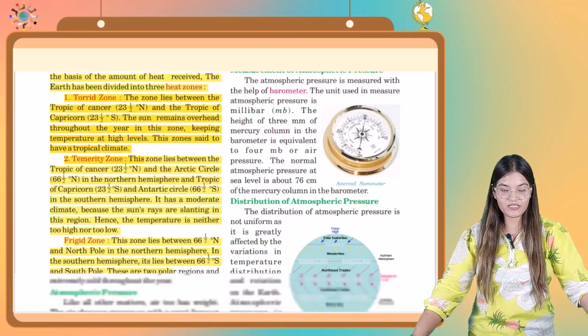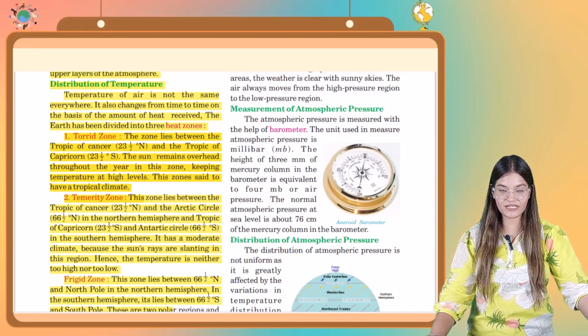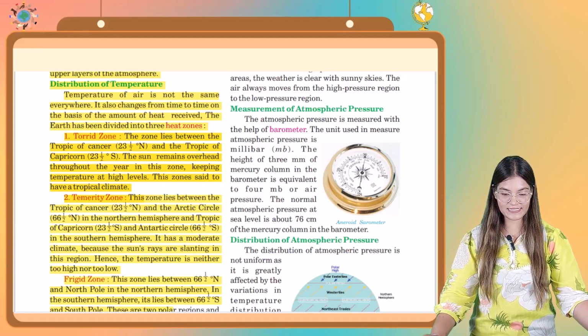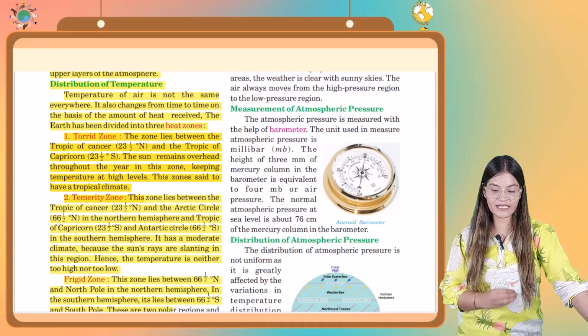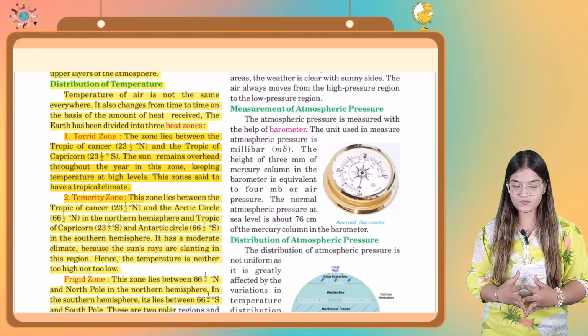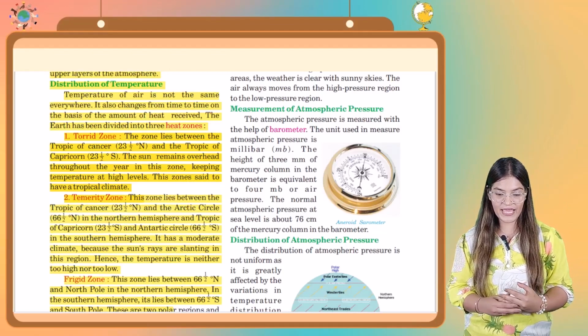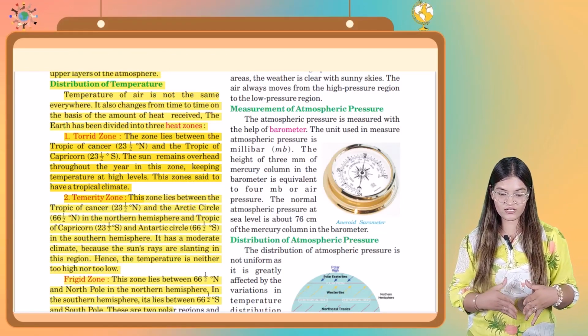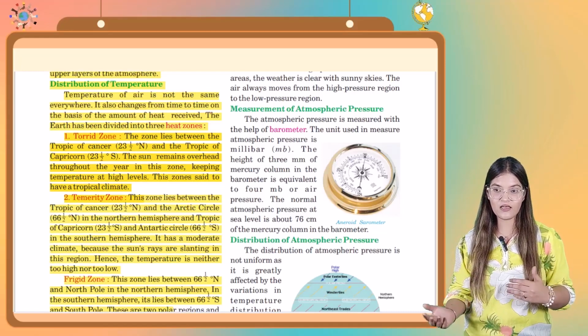Temperate Zone. This zone lies between the Tropic of Cancer 23 1/2 degrees N and the Arctic Circle 66 1/2 degrees N in the northern hemisphere, and the Tropic of Capricorn 23 1/2 degrees S and the Antarctic Circle 66 1/2 degrees S in the southern hemisphere. It has a moderate climate because the sun rays are slanting in this region. सन रेज एकदम स्लैंट करती है इन दिस रीजन में. Hence the temperature is neither too high nor too low. ना ज्यादा हाई होता है ना ज्यादा लो होता है, राइट.